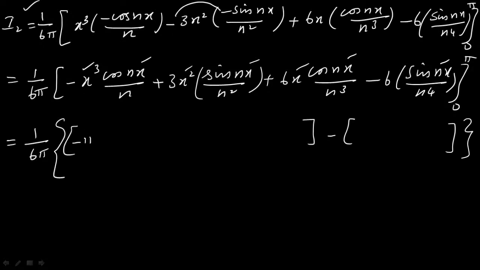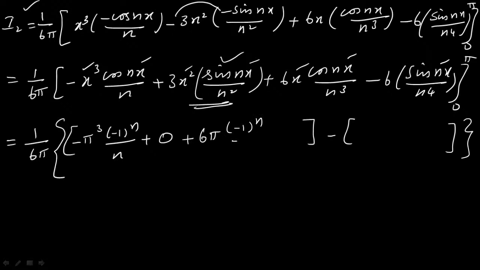Your first term is minus pi cube cos n pi. You know the value of cos n pi is minus 1 whole power n, divided by n, plus, coming to the second term, sin n pi value becomes 0, isn't it? So I just put directly 0, plus, coming to the third term, 6 pi, because that is cosine term having the value for pi. Okay, cos n pi is minus 1 whole power n divided by n cube, minus 6 times sin n pi, that is nothing but 0. Sin n pi value is 0, so the last term becomes 0.